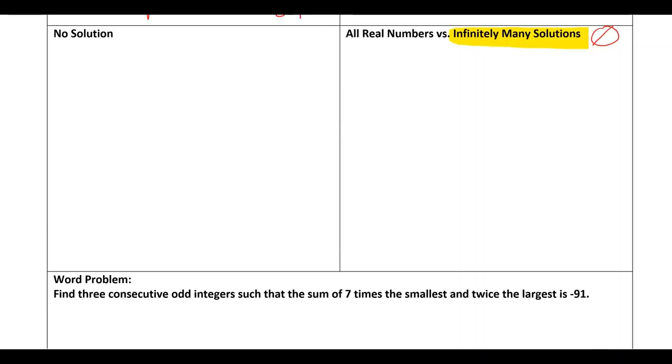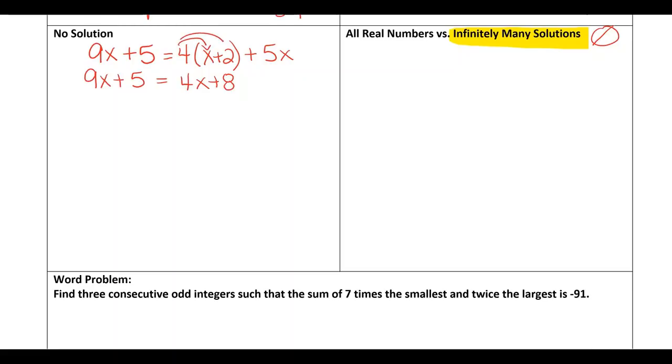So first let's look at something that has no solution. So we have 9x plus 5 equals 4 times x plus 2 plus 5x. Now we have variables on both sides and it's multi-step. So the left side will stay the same, 9x plus 5 equals 4x plus 8 if I apply the distributive property, plus 5x. Clean up both sides. This side will remain 9x plus 5.